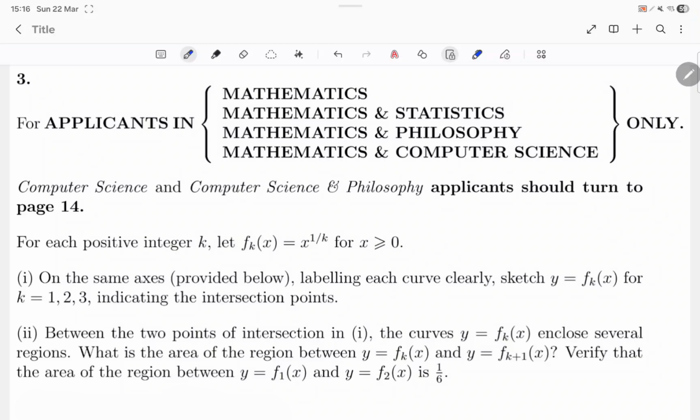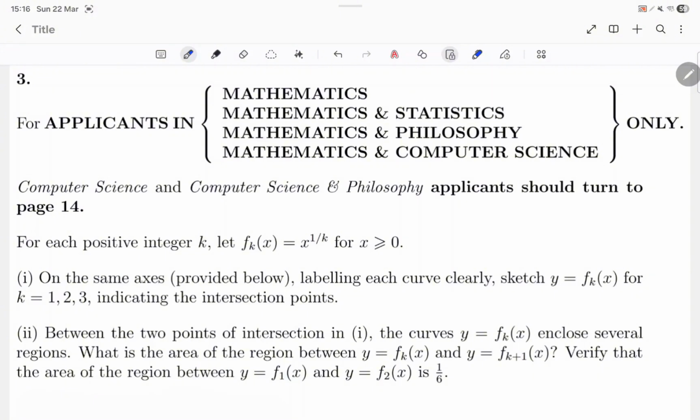Let's get started. For each positive integer k, let fk of x equal x to the 1 over k for x greater than or equal to 0. Part 1. On the same axes provided below, labelling each curve clearly, sketch y equals fk of x for k is equal to 1, 2, and 3, indicating the intersection points.